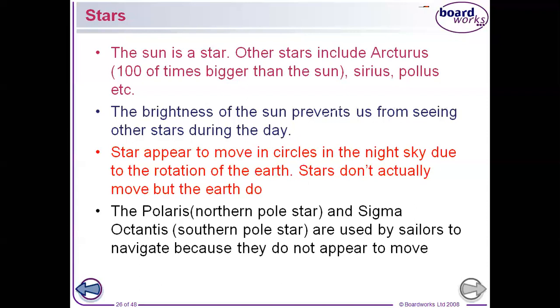Now there are two stars that don't appear to move in the night sky. These are Polaris, the northern pole star, and Sigma Octantis, the southern pole star. They are used by sailors to navigate because of this particular property. They don't move, so sailors can use them to determine where they are going. Okay, they don't change direction. But remember, stars don't move. It's the Earth that actually moves, rotates.